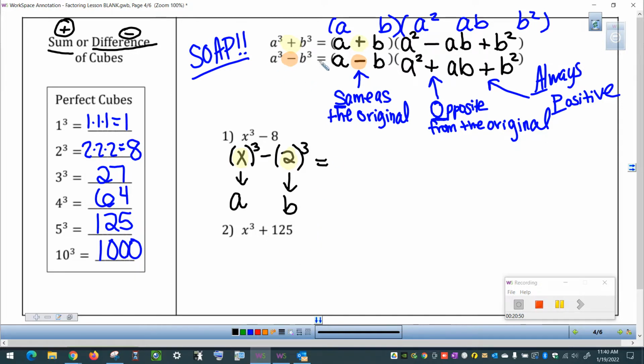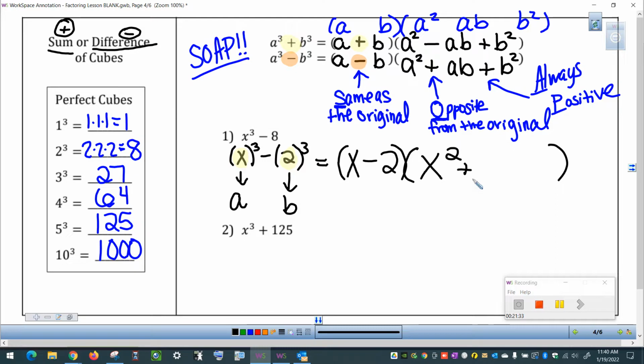Okay, so then we are just going to look up here at our SOAP formula, how it is expanded out, and we're just going to carefully plug in A and B where they go. So we're going to start with that binomial part. It should be A minus B as a start, so we just have x minus 2. For the trinomial part here, it begins with A squared. Well, if A is x, it's just going to be x squared, followed by a plus sign.